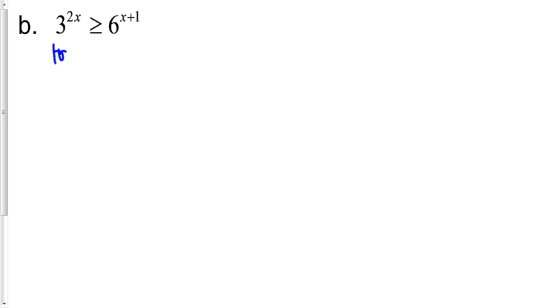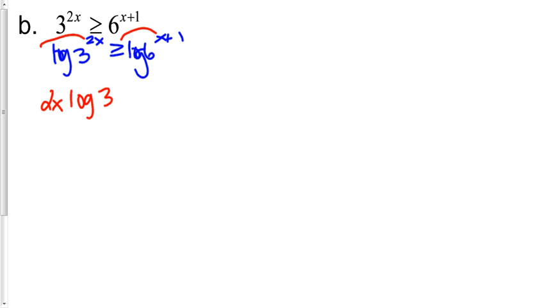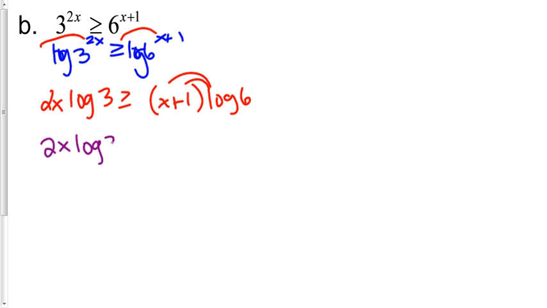I cannot get like bases on each side, so I'm going to start by taking the log of each side. Now we're going to use that power rule, bring the power out in front of the log on each side. So you'll have a 2x times log of 3 is greater than or equal to x plus 1 in parentheses times the log of 6. Now we need to distribute. So 2x log 3 is greater than or equal to x times the log of 6 plus 1 times the log of 6.